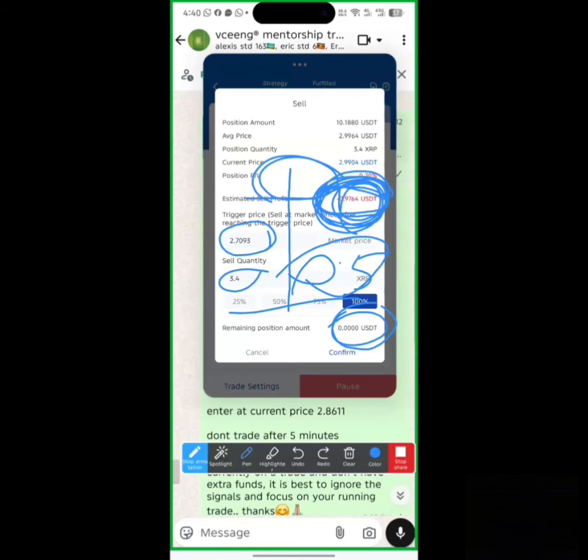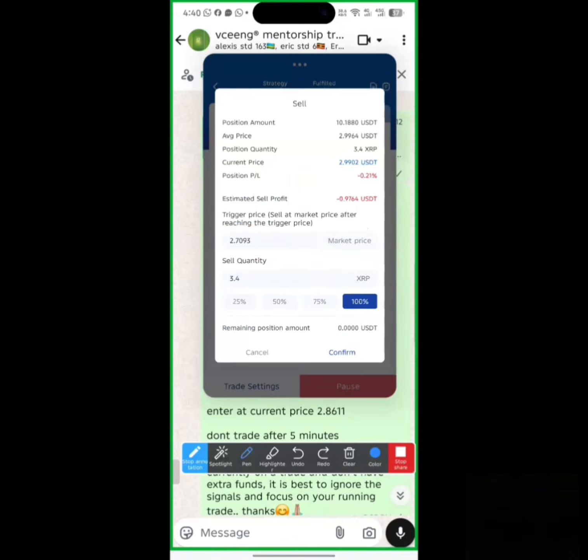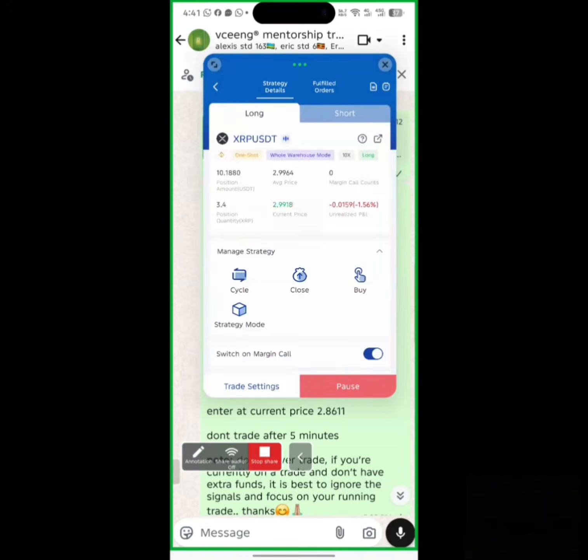So once you set that, you confirm. You can see I have everything in place. Make sure everything is in place. 2.7093 is the stop loss. The total quantity you are selling is 100%. The remaining position is now 0 because you are selling the 100%. And this is the amount you lose if you hit the stop loss. The next thing is for you to click on confirm, and it is done. So I click on confirm now. You see, now it has confirmed. The stop loss has been set.